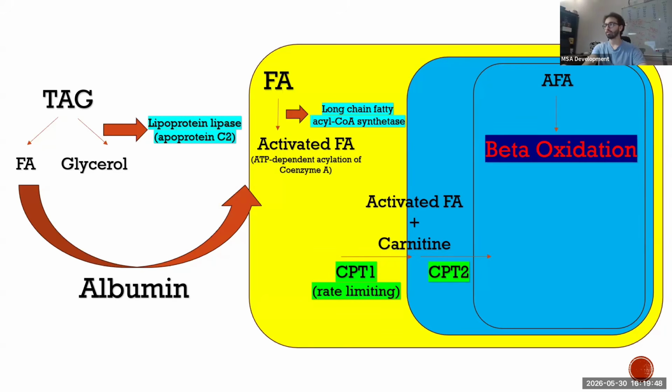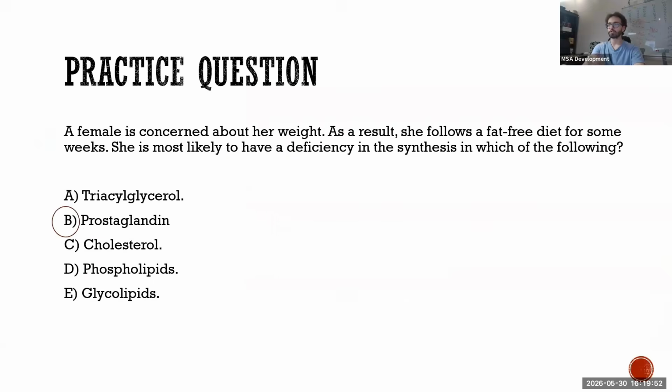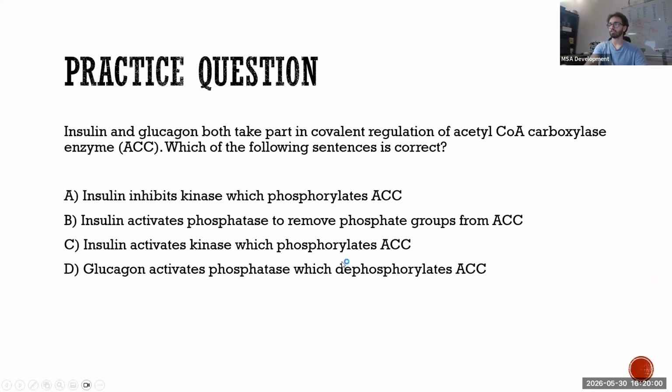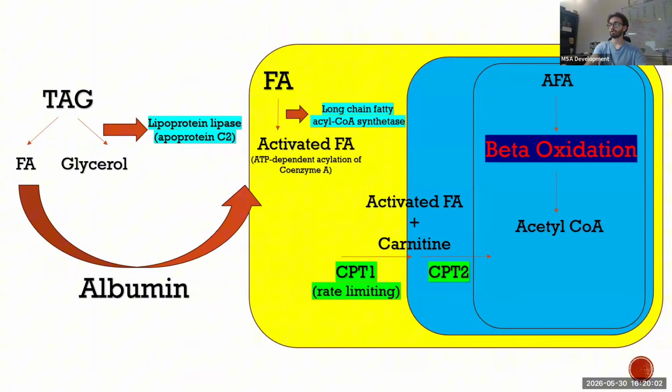And what will beta oxidation give us? I want you to answer this yourself. Before I show you the answer, we're going to go back to fatty acid synthesis. What is the most important thing in fatty acid synthesis? The acetyl-CoA. Who will give us everything? So in fatty acid oxidation, what is going to be the end product? Acetyl-CoA. As simple as that.